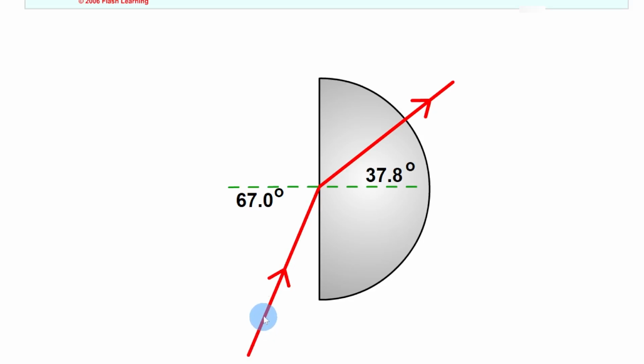So in this case, the light's coming in at 67 degrees, so our angle of incidence is 67 degrees. And then we've got an angle of refraction inside the block of 37.8 degrees. So we've got this change in direction where the light comes in, bends towards the normal, but then passes straight through the curved side, because remember, any point along that curve is going to be a normal. So you could draw a dashed line here to show the light's going to pass straight through the curved edge.